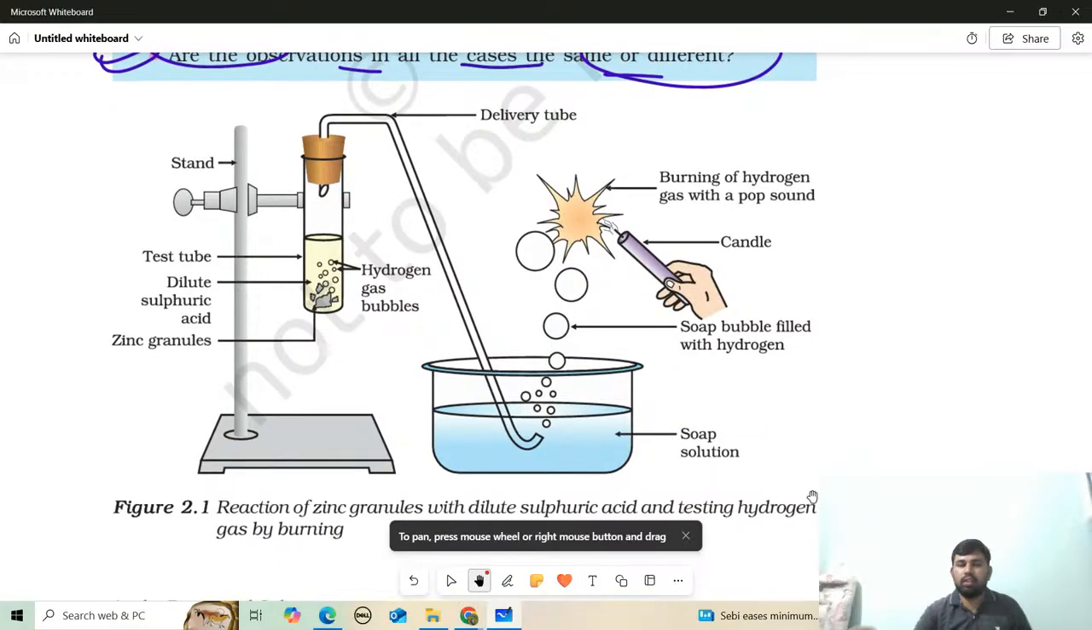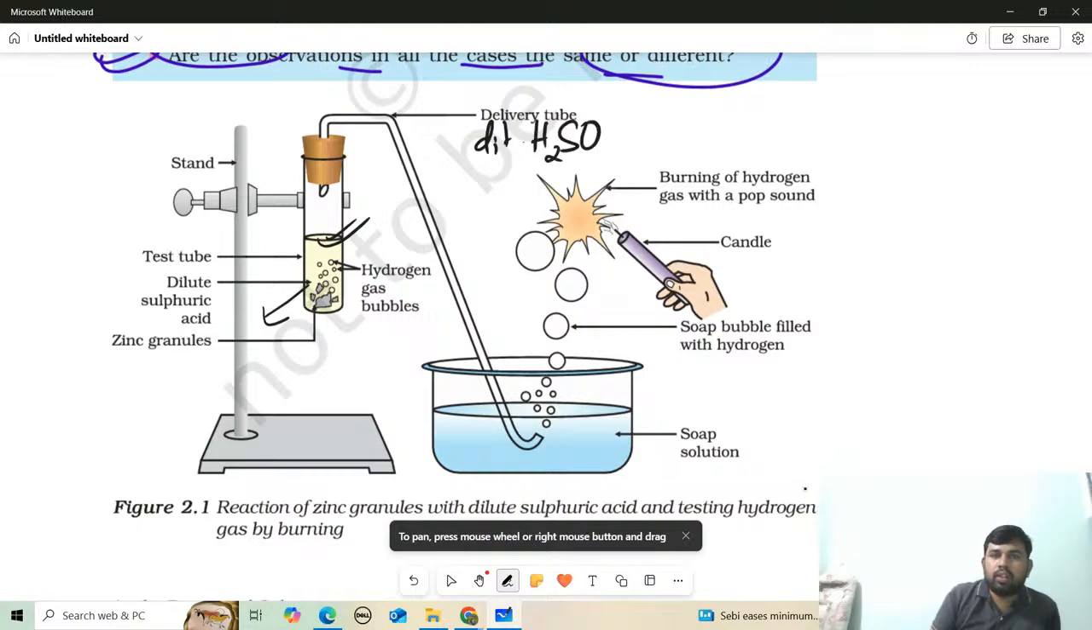Now see this activity. Here a test tube is taken, and in the test tube they took dilute sulfuric acid. Let me write the reaction here. They are asking to add zinc granules. So what happens here we know very well already. Zinc is more reactive than hydrogen, so ZnSO4 plus hydrogen gas is going to be produced.